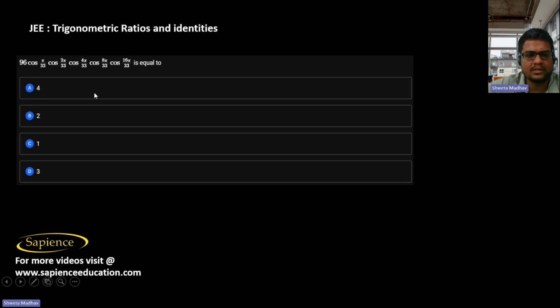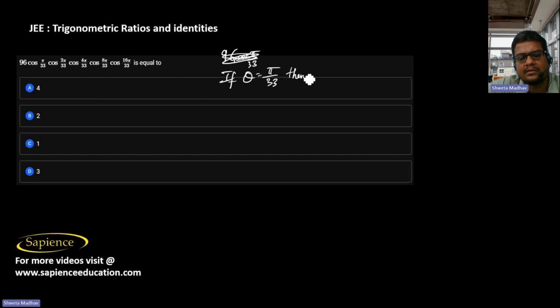Now here it has been told that it is equal to 96 into cos pi by 33 into cos 2 pi by 33. So suppose we take theta is equal to pi by 33, then the question can be written as 96 cos theta into cos 2 theta into cos 4 theta into cos 8 theta into cos 16 theta.